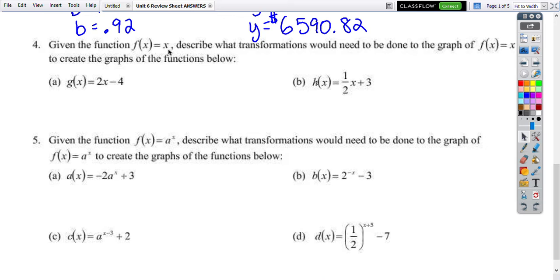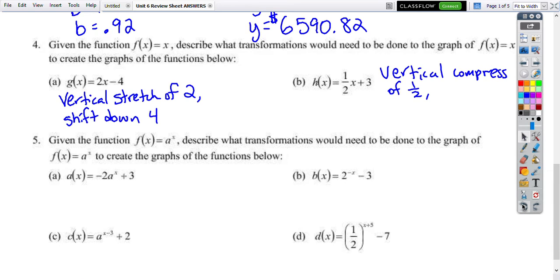All right, secondly, doing the functions, we know the base function, the parent function, is f of x equals x. So any changes we make are to this original function. This one has a 2 in front and then a minus 4, okay? So we can tell that the 2 in front is a vertical stretch of 2, and then the minus 4 that happens at the end, after the x, not in parentheses, is going down by 4. Okay, the second one has a 1/2 in front, so that's a vertical compression of a half, and then we're adding 3, so that's up 3.